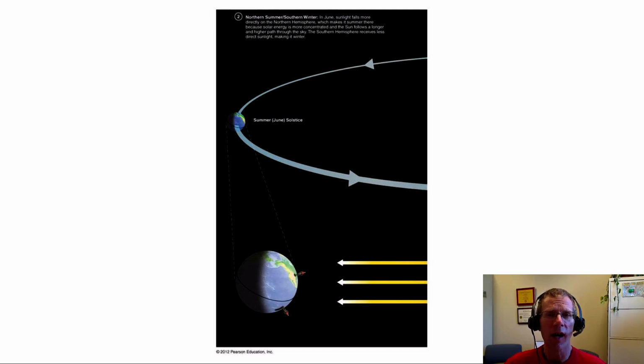So if you think of a flashlight, if you were to hold a flashlight straight over a point on the paper, all of that light would be concentrated in just one circle. And that's what's represented by that diagram there. So the sun's rays are more intensely packed, they're more densely packed in the summertime.